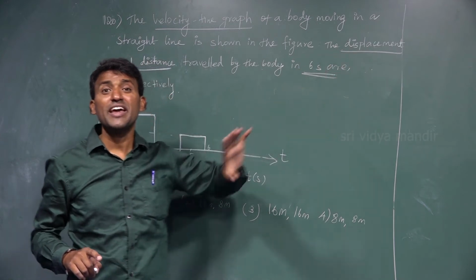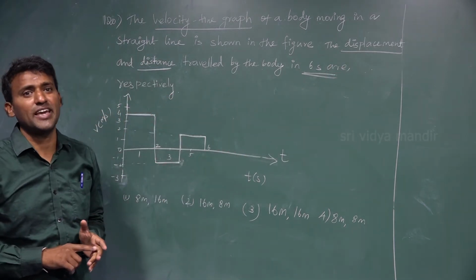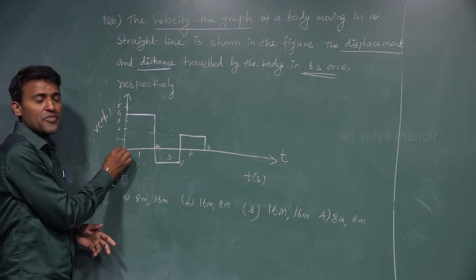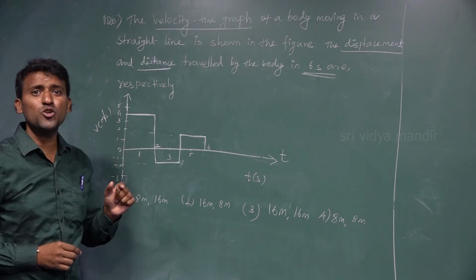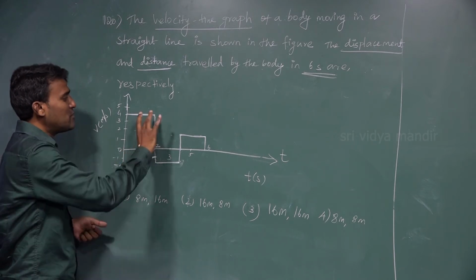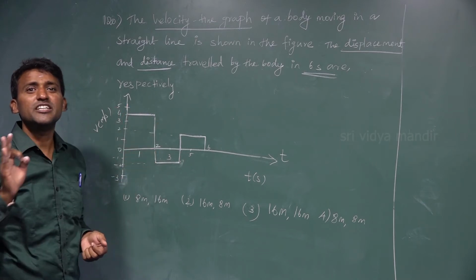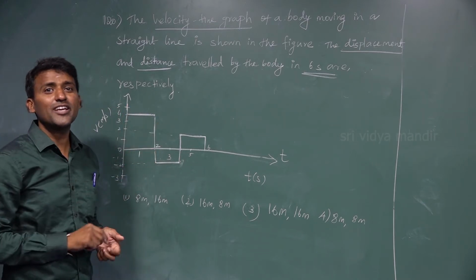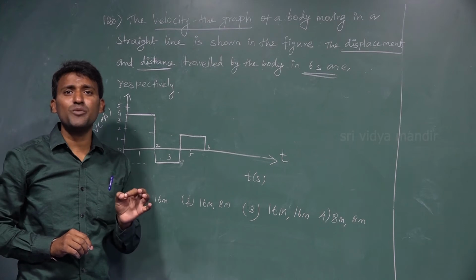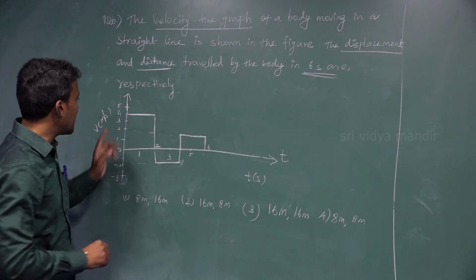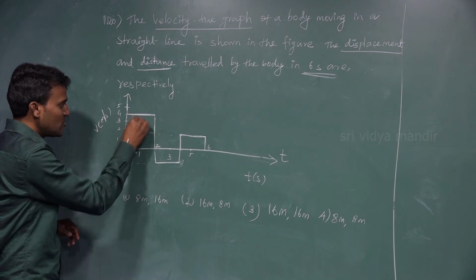They are asking for distance or displacement. If I take the area under the curve, for example, this is a rectangle. A rectangle is length into breadth. This length is time and breadth is velocity. Velocity into time is displacement. So by calculating the area under the curve, we can get displacement and distance. I am writing it as the area under the curve.